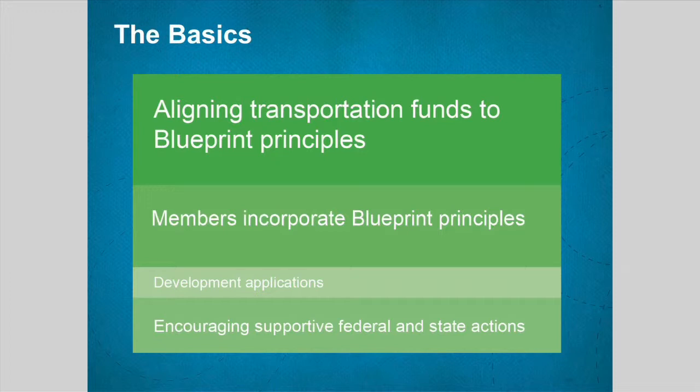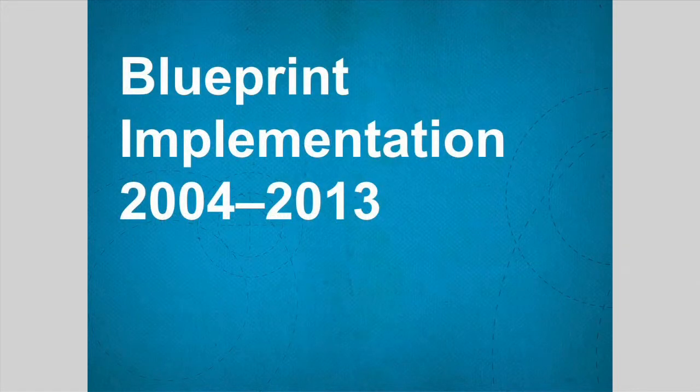The second one is a major emphasis on assisting members in incorporating the blueprint principles into plans, policies, and codes. There's a lot of time that goes into this. It's by design. It's trying to help with incorporating blueprint principles way upstream in an entitlement process, way before it gets to, say, an actual development application. The third category of tasks is really where we probably spend the least amount of time, and that's on individual development applications. And then the fourth category is this continuous effort to encourage federal and state actions to be supportive of blueprint implementation in the region.